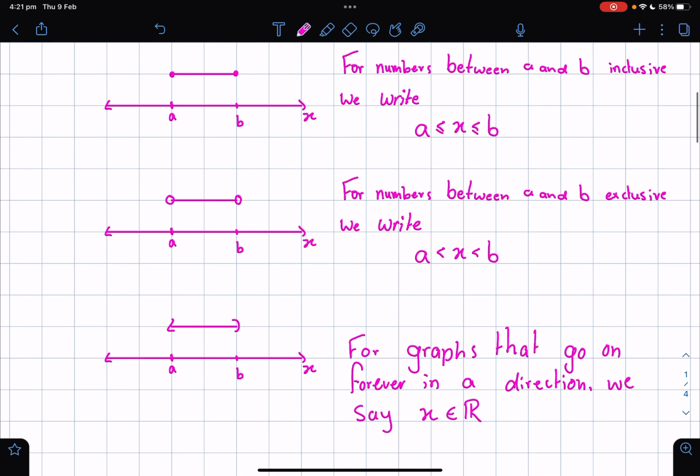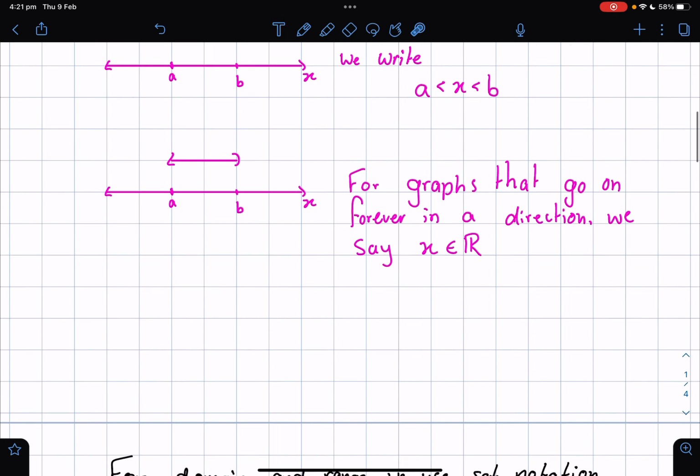Now, the final thing is when we have arrows on either end, so that means they go off forever. So for graphs that go off forever in a direction, we say x is in the set R. So R is our real number set. That means from negative infinity up to infinity, basically. So any number you can think of, x can be it because of this arrow.